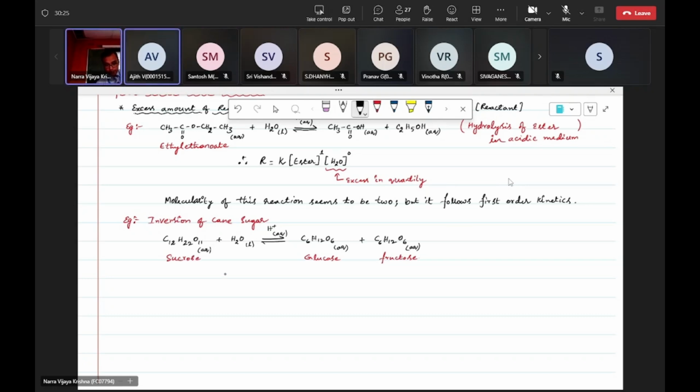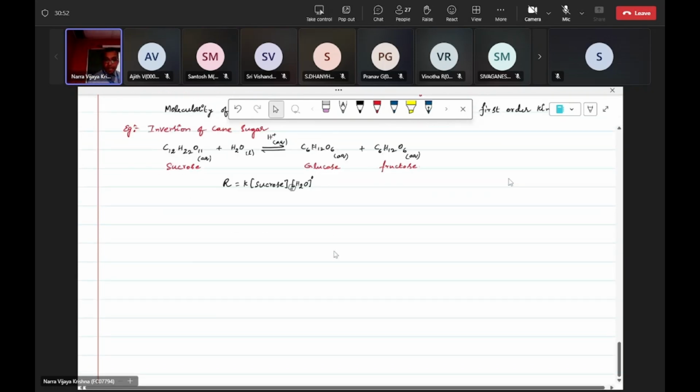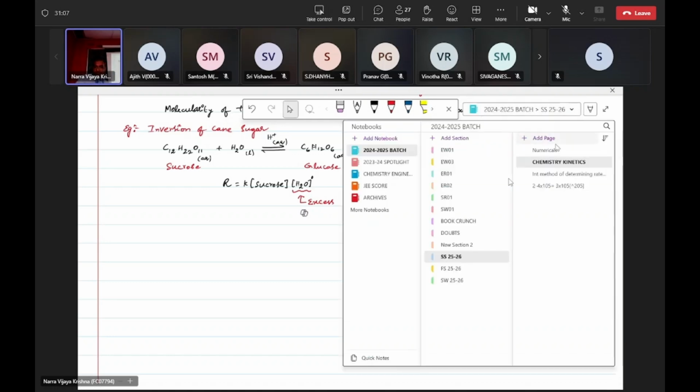Here also the rate of reaction is equal to rate constant K into concentration of sucrose power 1 into concentration of H2O power 0. So it also follows first order kinetics. It seems to be bimolecular, but actually it follows a first order reaction. That's why it is called a pseudo unimolecular reaction, if the concentration of one of the reactants is in excess. Clear? So we call such reactions pseudo first order reactions. Done.